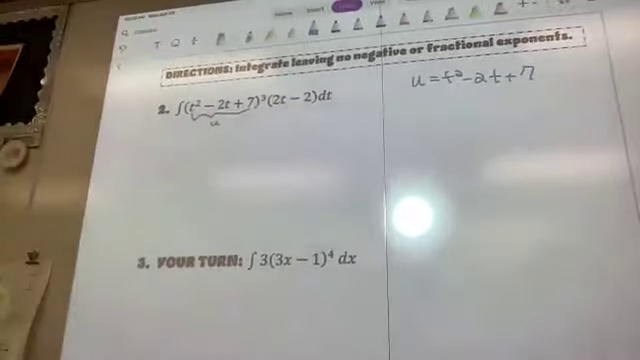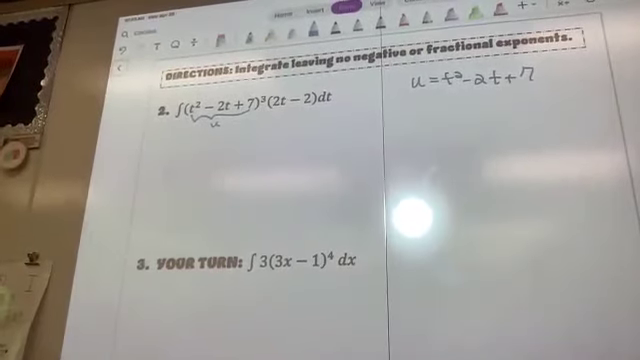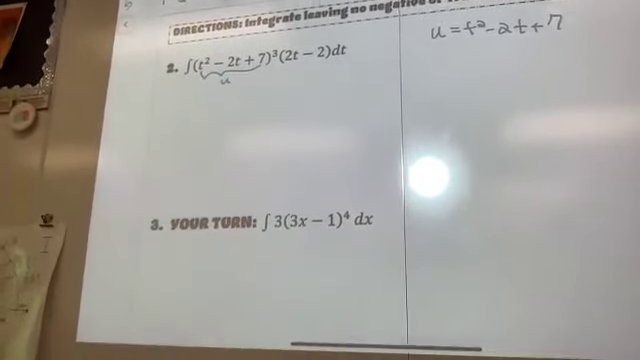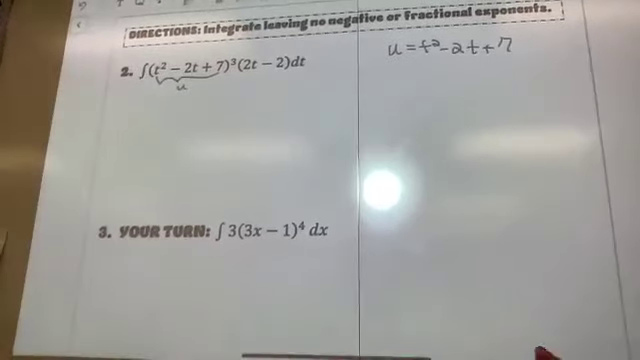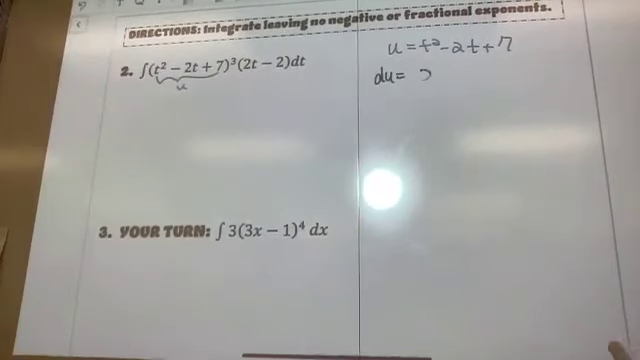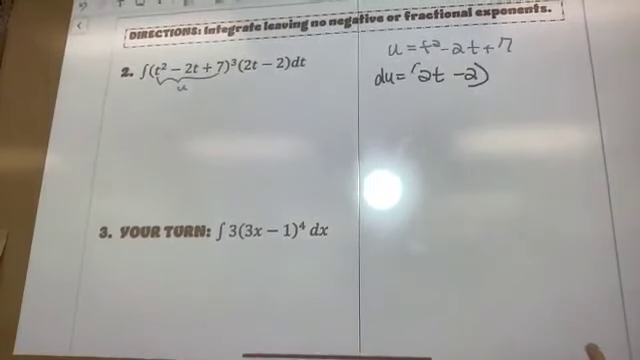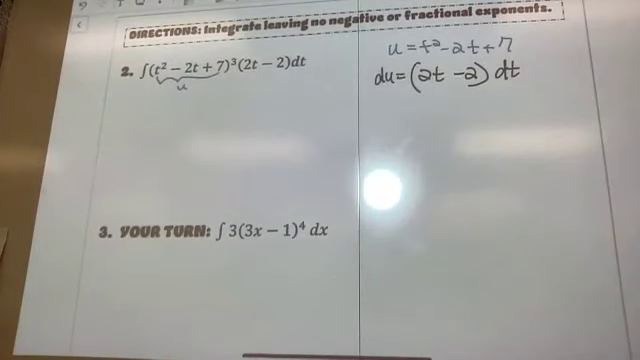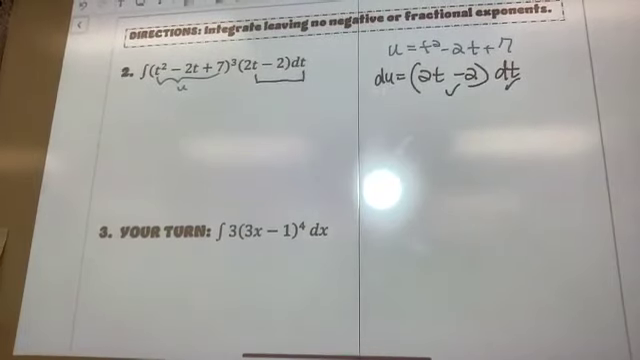Now, what is the derivative, the du? 2t minus 2. So du is 2t minus 2. Don't forget dt, right? Okay. So now, do I have everything? Check it off. I have 2t minus 2 and I have dt. So I have my u and du.